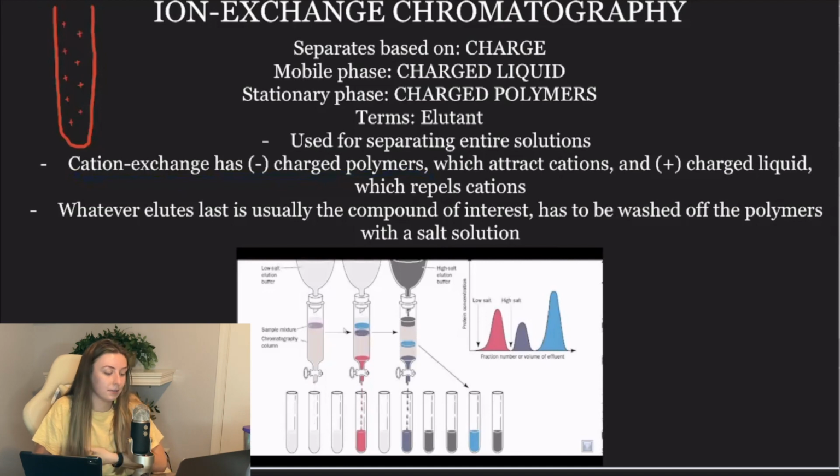I don't think it would be tested, but the way that you elute out progressively more, in our case positive ions, is that you're washing them in between each vial that gets taken with a salt solution. It's just getting progressively saltier, and so the concentration of salt will increase as you do continuous washes.